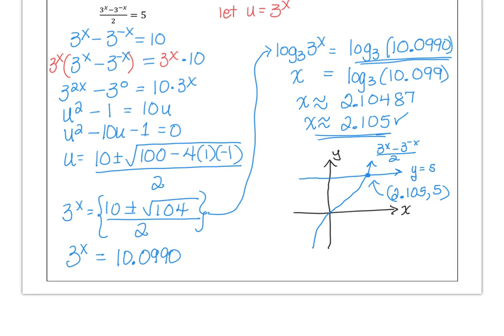And my friends, that is the end of lesson day 2 in 1213. I forgot to mention that I threw away that negative answer, but we know that u can't be 10 minus the square root of 104 divided by 2. That's not a real number.